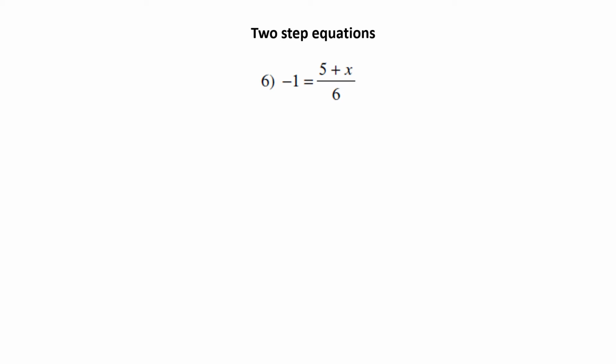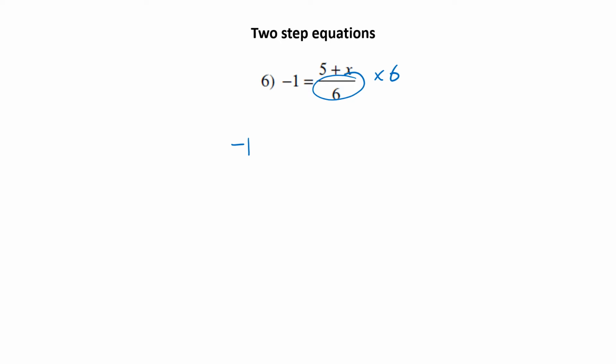Let's look at the next one. In this, it's 2 steps. So the first step is to remove this divide by 6, and then to get rid of this part here. All right, so let's take that step by step. So this is divide by 6, so my inverse operation is to multiply by 6. So let's actually write that out.